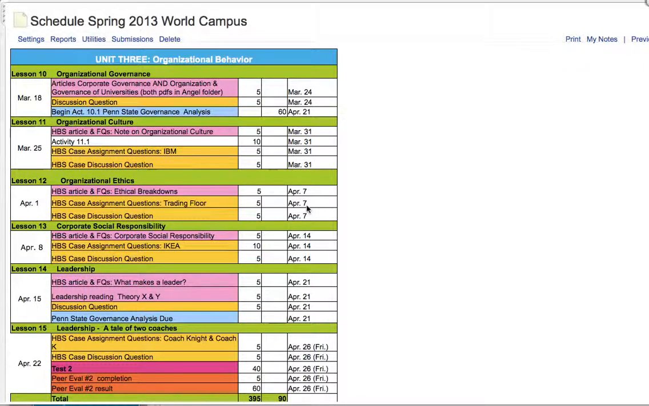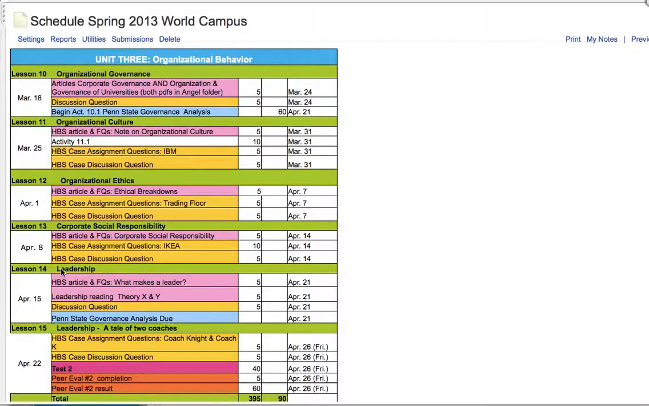As we head into the final weeks of IST 301 and the spring semester, I'd just like to give an overview of where we are. So we have completed a unit on organizational governance, a unit on organizational culture, organizational ethics, and corporate social responsibility as of last week. In the final weeks, we talk about leadership in organizations.